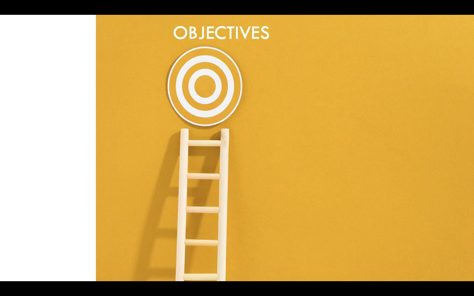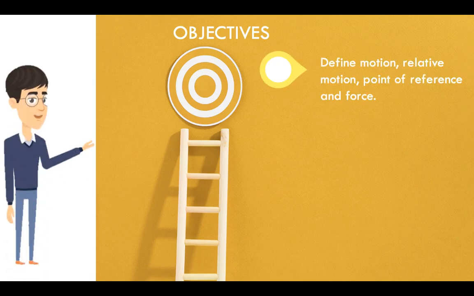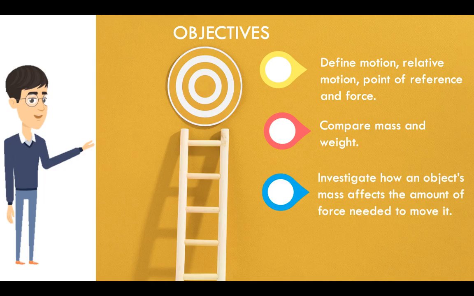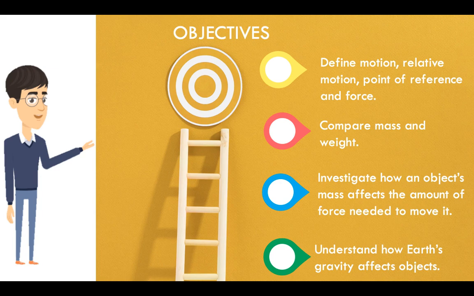Motion sickness has something to do with our lesson for today, which is all about motion. The objectives of this lesson are as follows. First, to define motion, relative motion, point of reference, and force. Then, compare mass and weight. Third, investigate how an object's mass affects the amount of force needed to move it. Then finally, understand how Earth's gravity affects objects.